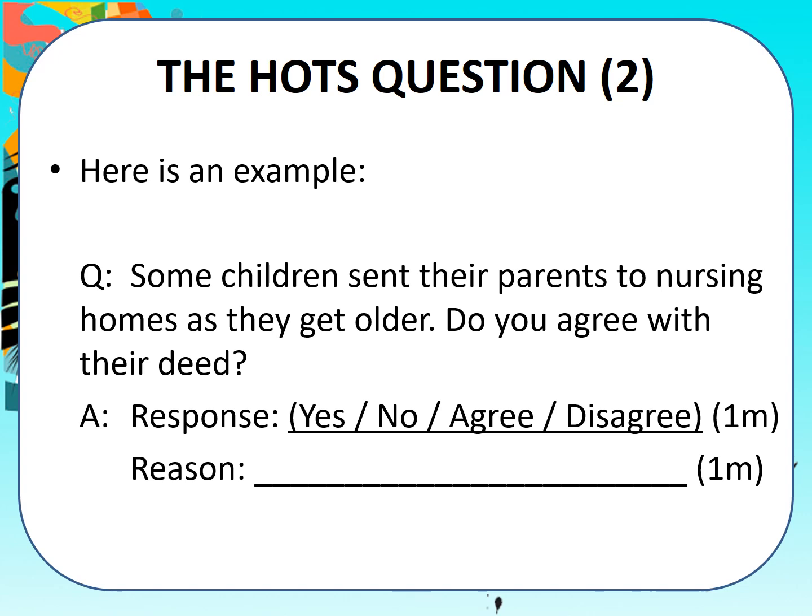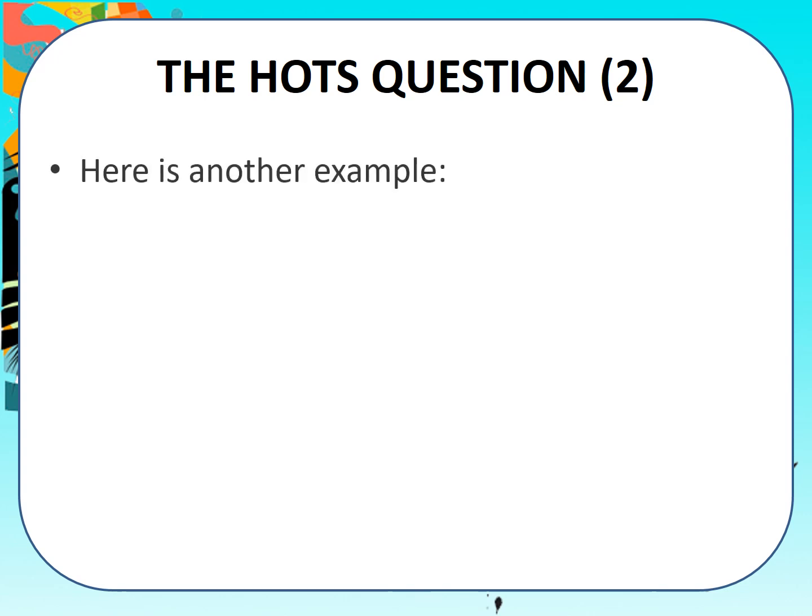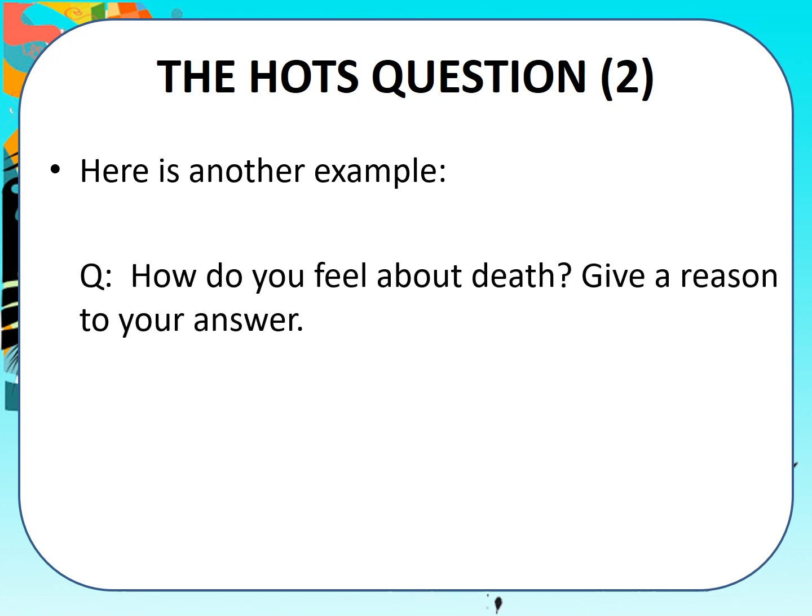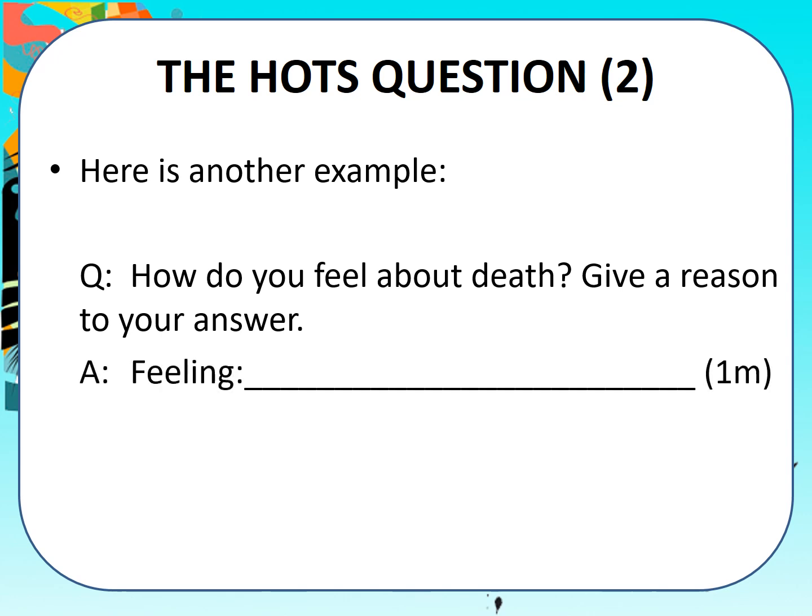Let's look at another example. Okay, how do you feel about death? Give a reason to your answer. So this question is a bit different, or rather this is actually a bit more difficult compared to the first one. The first one, the first answer is only yes or no, agree or disagree. But this one, you need to give an adjective, a feeling. How do you feel? For example, I feel scared.